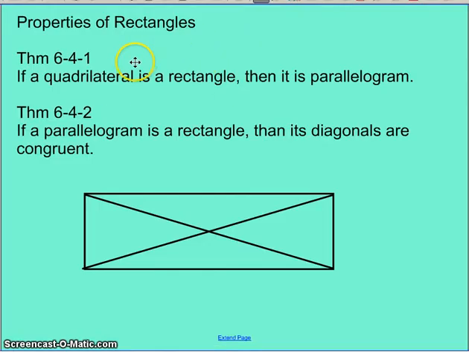So the first one we're going to get into some detail with is the rectangles. It says on the first theorem here that if a quadrilateral is a rectangle, then it is a parallelogram. So if we know that it has 4 right angles in it, then we also know it's a parallelogram. If a parallelogram is a rectangle, then the diagonals are congruent. So now we know that the diagonals, the full length, they don't bisect each other. Well, they will bisect each other because it's a parallelogram, but this is saying that the actual full length of the diagonals are going to be congruent.